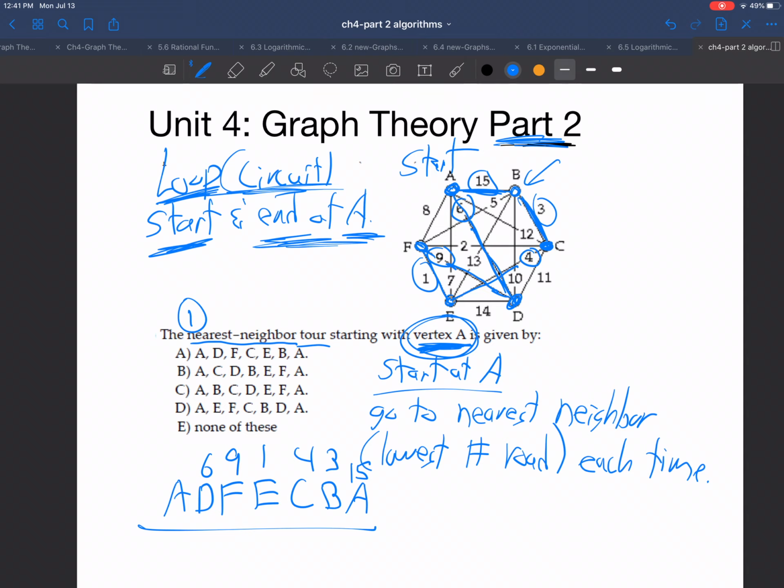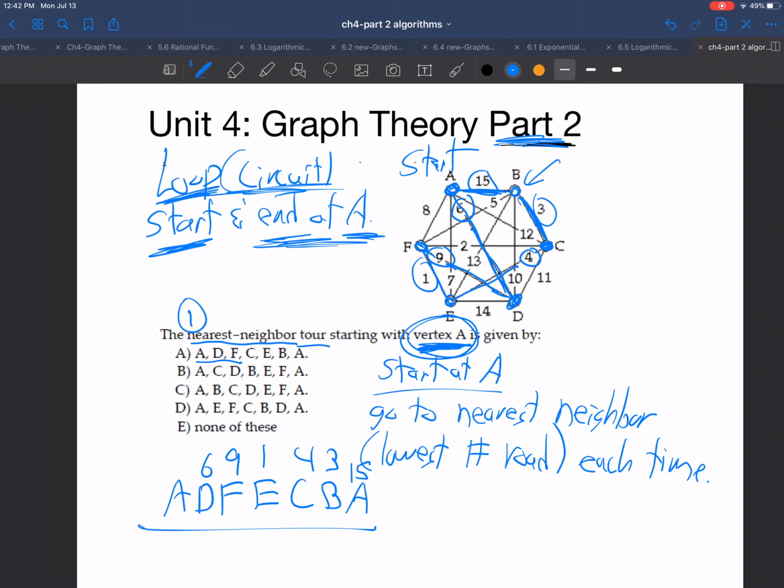Which answer is that in the multiple choice? ADF? No, not that one. Almost. ADF, ECBA? No, I don't see it. So starting with A, ADF. So I'm not seeing it there.